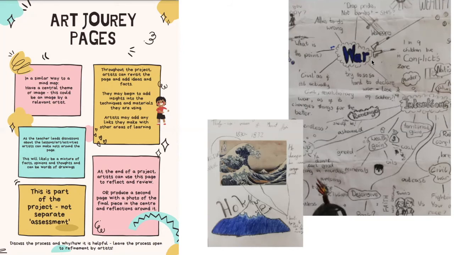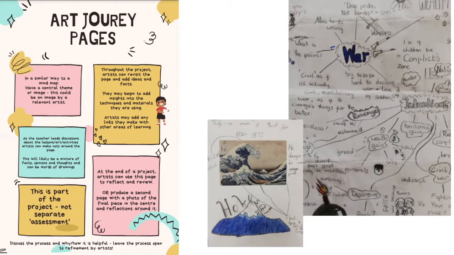So if you've got, for example, a 6-week scheme of work, you might have students revisiting that sketchbook page of the mind map or art journey page and adding to it as they get new ideas or new thoughts. So throughout the project, the artist can revisit the page and add ideas and facts. And at the end, they can also go back, look at their final piece and add branches that reflect and review their final piece.